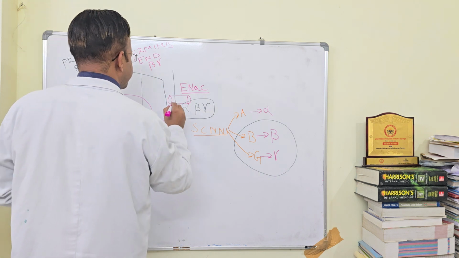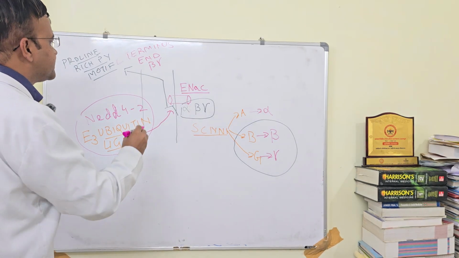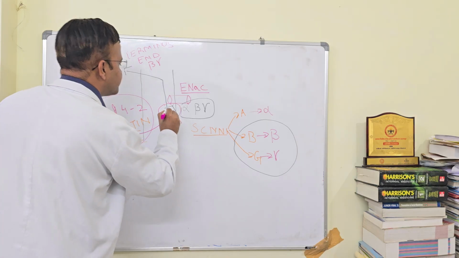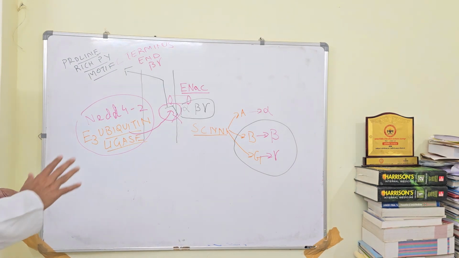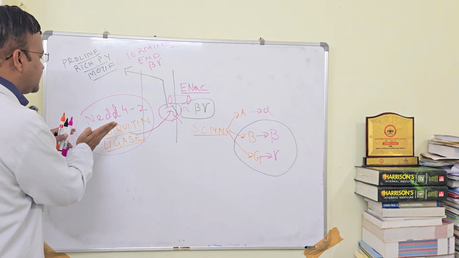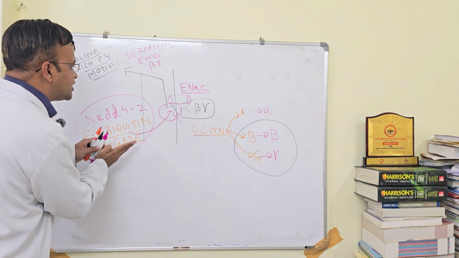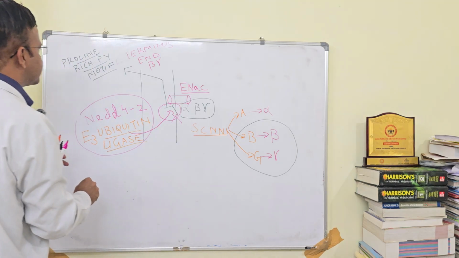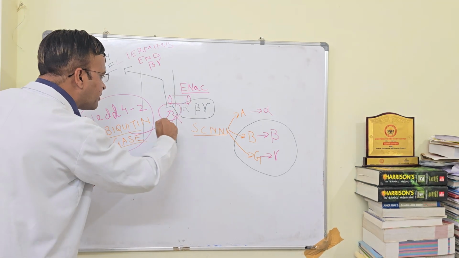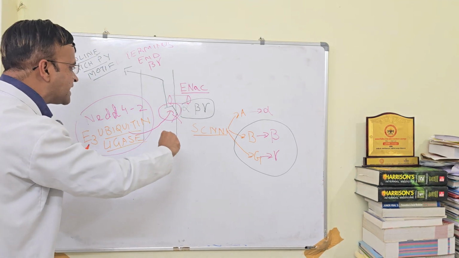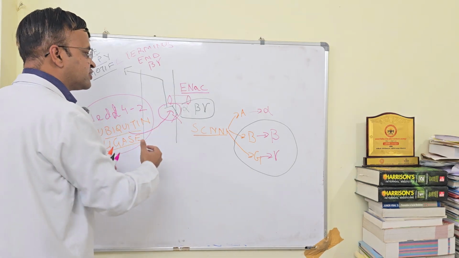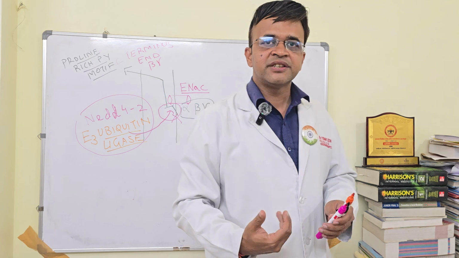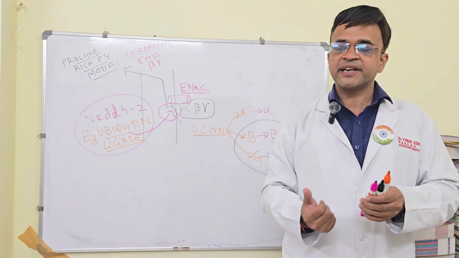Now what happens in Liddle syndrome is that this PY motif won't be there. This PY motif gets mutated. Now think of it: this E3 ubiquitin ligase needs to bind to this PY motif to degrade the ENaC channel. Since this PY motif is mutated, it won't be able to bind. So your ENaC channel is going to survive longer, and it won't be degraded.